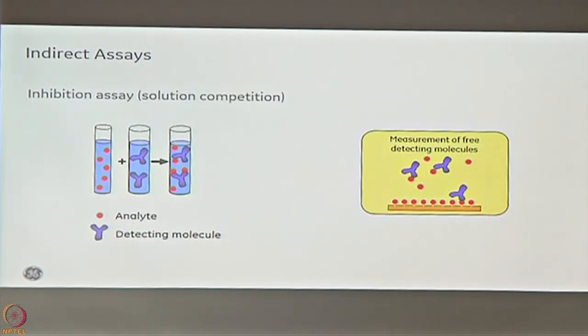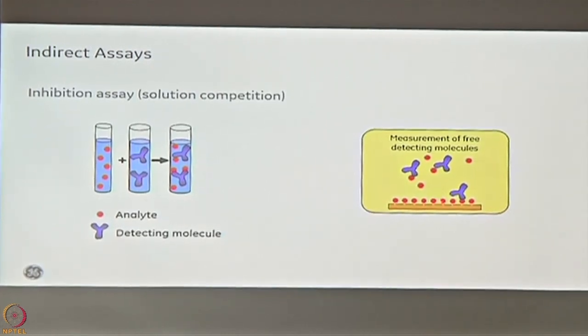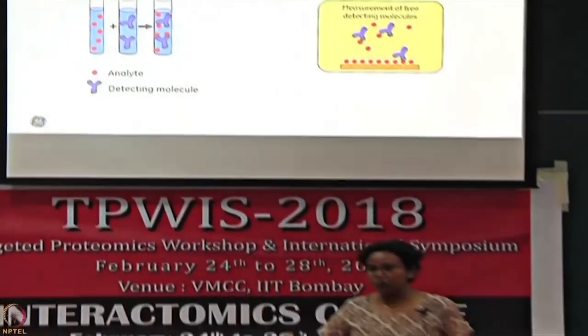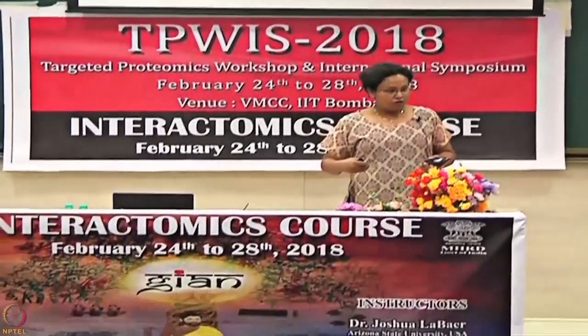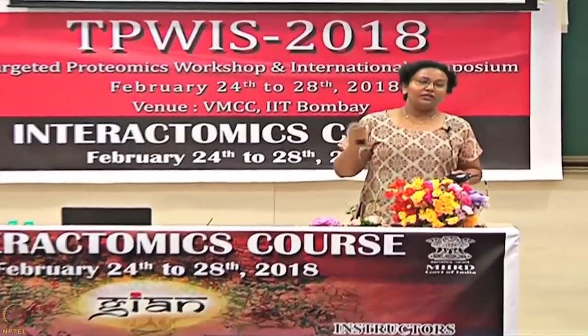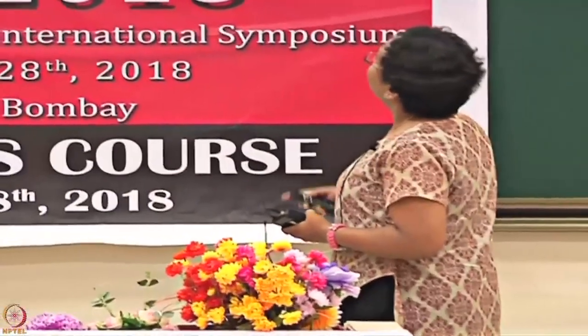The analyte is kept constant, with increasing concentration of detecting molecule, and you mix them. So with increasing concentration of detecting molecule, you will have free detecting molecule in the solution, right? And then when you put this mixture here, with the increasing concentration of analyte, you actually see a drop in response unit, right? So it's actually a reverse. Usually in direct binding, with increasing concentration of analyte, you see increasing response unit. Here you're seeing just the opposite, right?